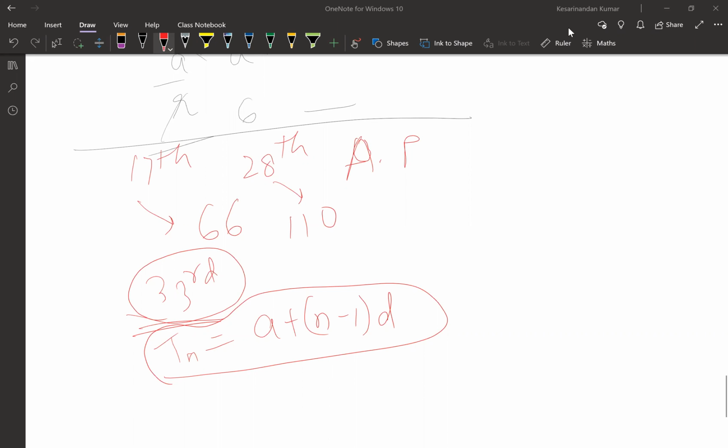Manideep correct, Prerit wrong, Ashvik correct. Prerit, we have found the 34th term, not the 33rd. The answer is, guys, 130. How can we do it?